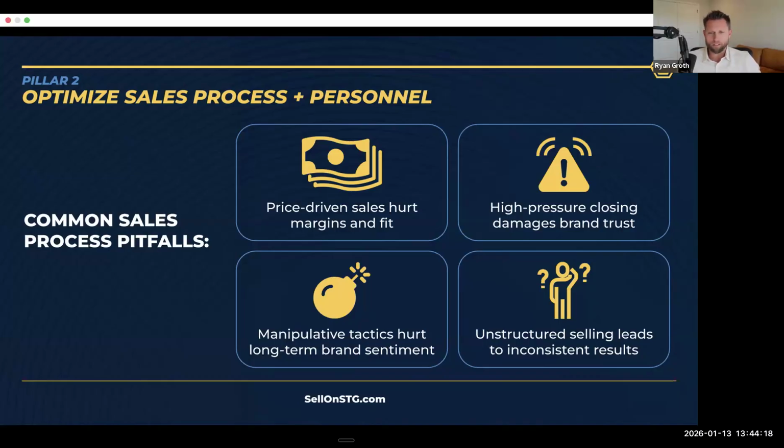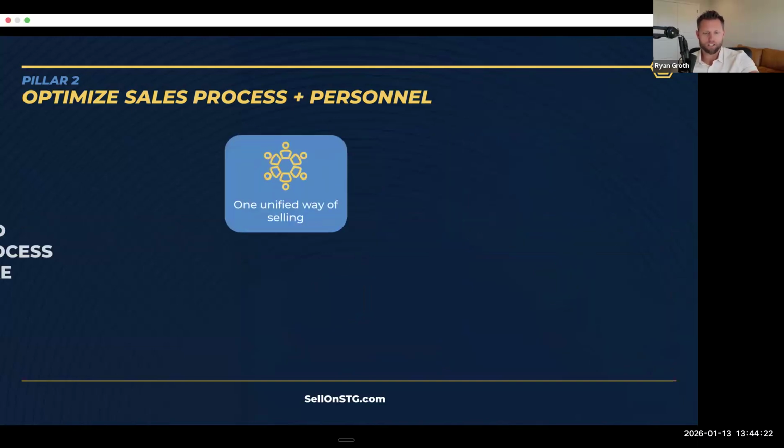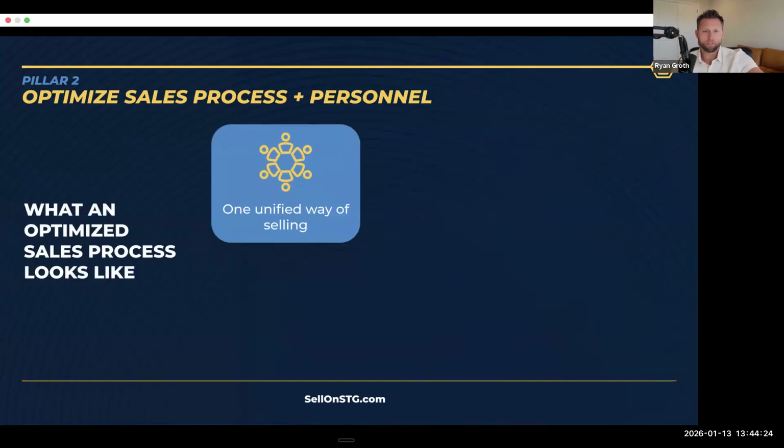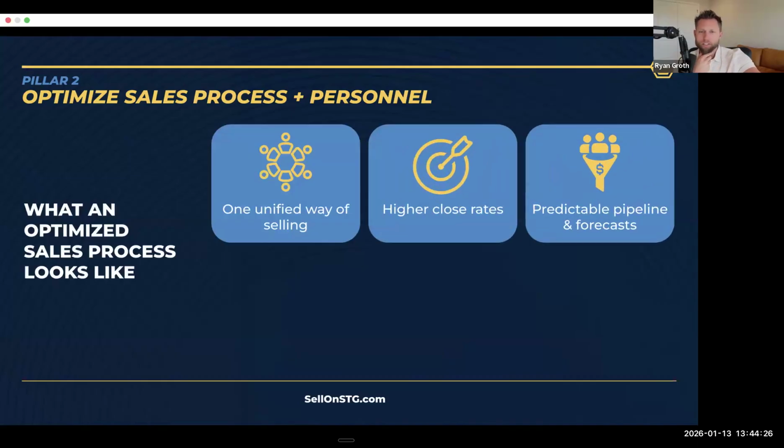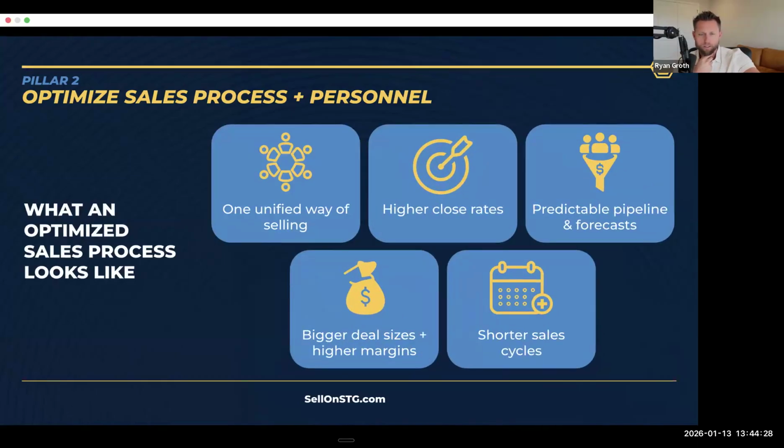These other pitfalls are pretty important, right? Really, really key. So I'm going to continue because of time. Pillar number two, optimize sales process and personnel. We talked about that. What does that look like? One way of selling, higher closing ratios, predictable pipeline and forecast, bigger deal sizes and bigger margins, shorter sales cycles.